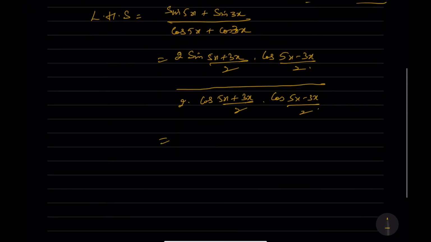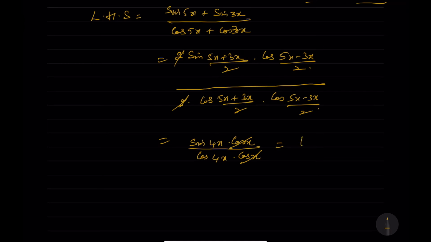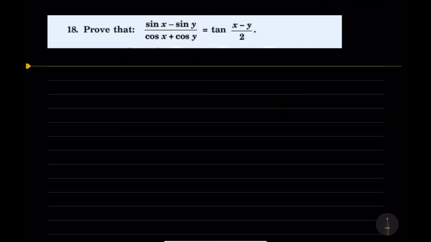So the 2 will get cancelled over here. So you're going to get sin(8x/2), which is sin 4x, into sin(2x/2), is sin x... cos x, divided by cos 4x, into, again here you are getting cos x. So cos x cancels, and sin 4x by cos 4x is nothing but tan 4x, which is equal to RHS.